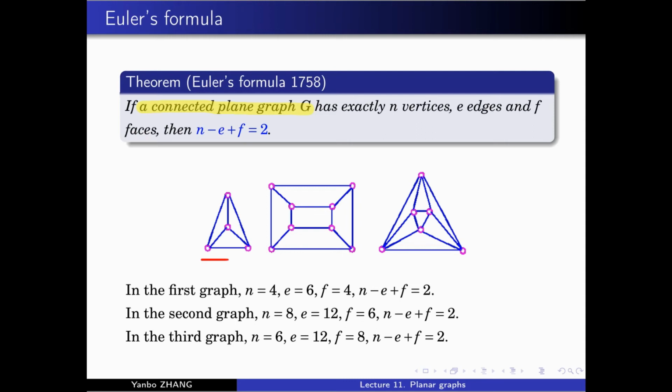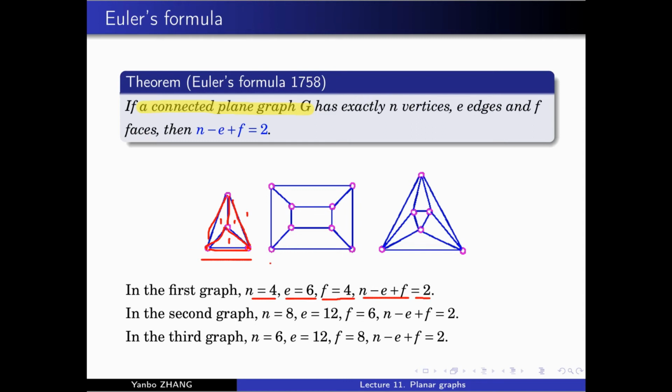We have 3 graphs below. In the first graph, n equals 4, and the number of edges is 6. And the number of faces is 4. So n minus e plus f equals 4 minus 6 plus 4 equals 2.